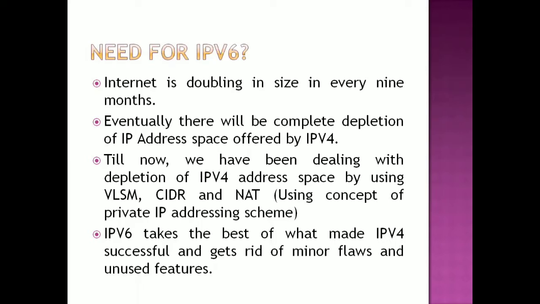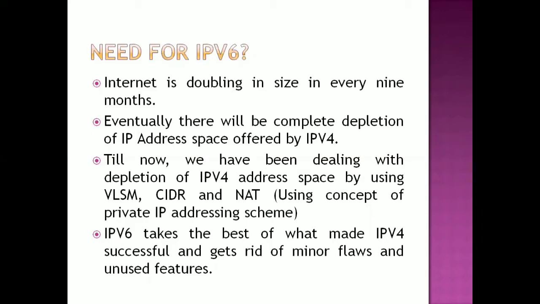The last two classes, that is classes D and E, are reserved, for multicast purpose and for reserved purpose, so they cannot be provided to the host. Also in classes A, B and C, there are several IP addresses which cannot be provided to the host PCs. So it means that we have a very limited resource in case of IP version number 4.